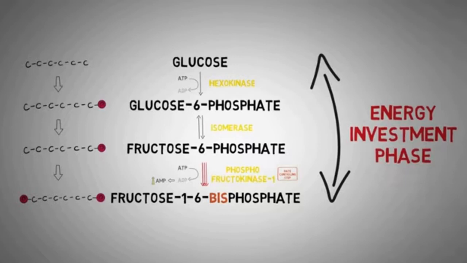With the help of isomerase enzyme, fructose 6-phosphate is formed. And fructose 1,6-bisphosphate is also formed with the help of phosphofructokinase 1 enzyme, in which the ATP gets converted into ADP. This phase is called the energy investment phase as the ATP is lost.